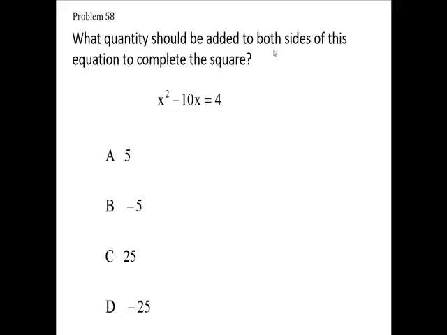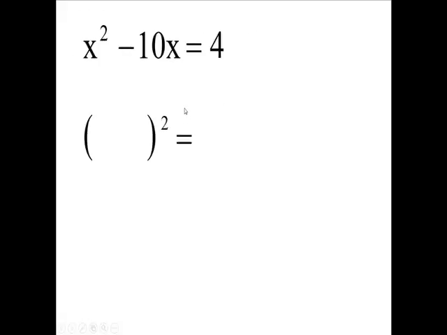What quantity should be added to both sides of this equation to complete the square? Options: 5, negative 5, 25, or negative 25. Here's my equation. Let's write it down a little bit bigger. Now, in order to complete the square, I want to have x minus something here. X minus what? Well, I know 5 plus 5 is 10.